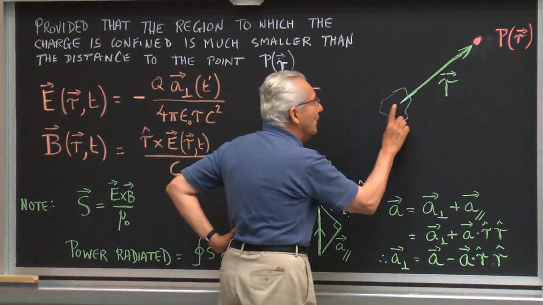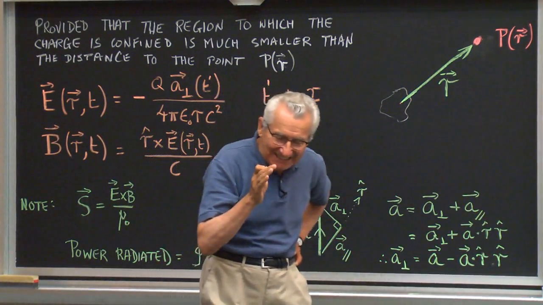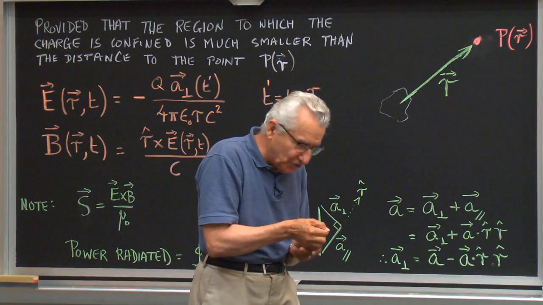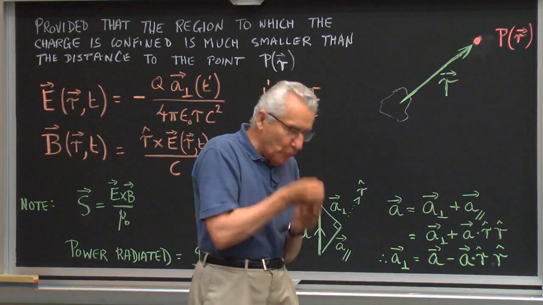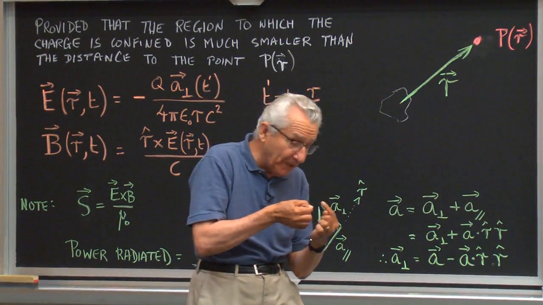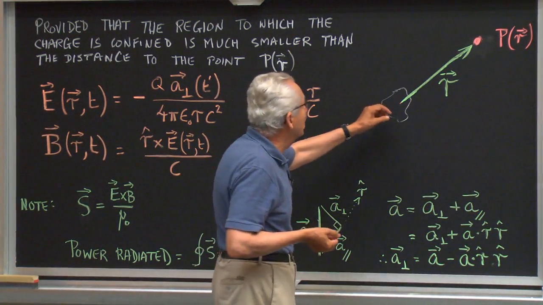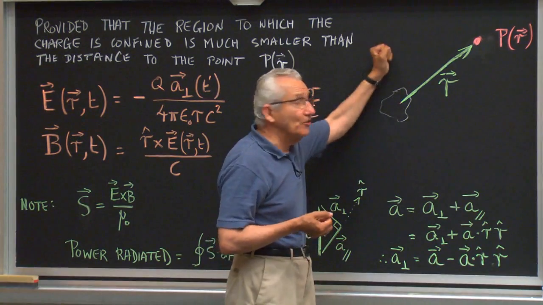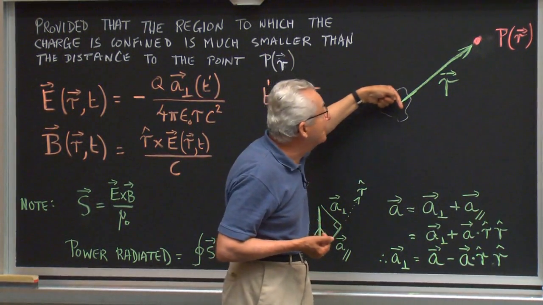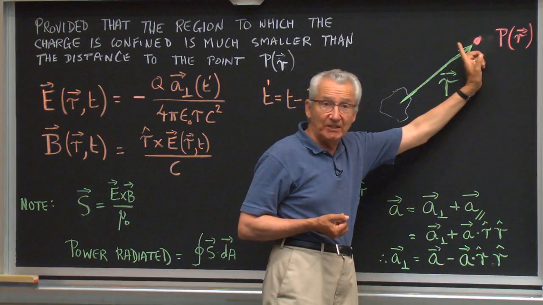Because as this charge accelerates, it's analogous to the string. When I took the end of the string and I moved it, at that instant a kink got produced which propagated along the string. The same happens here. If I have a charge which accelerates, it produces an electric field which propagates. And it propagates with the velocity of light, c.